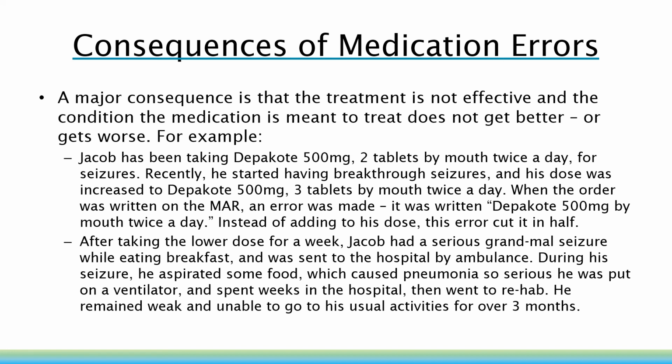It was written as by mouth twice daily instead of adding to his dose. This error cut it in half. In this case, Jacob would have a serious grand mal seizure while eating his breakfast and would have to be taken to the hospital. This is why there can be consequences when a medicine error is made.